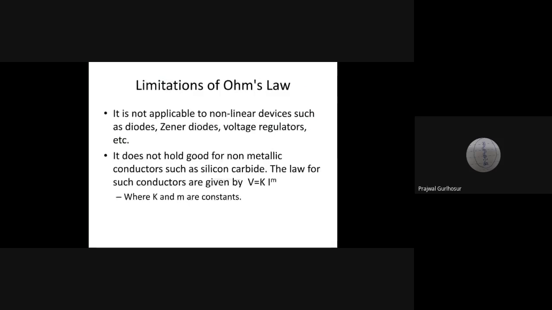Coming to the limitations again. For the limitations part, non-linear devices such as diodes, Zener diodes, and voltage regulators have a non-linear relationship. If you see the VI characteristics, or how they vary with time, or their terms, it is to the power something. I'm not going into detail because diodes, regulators and transistors are electronics parts. Those are the non-linear devices. Resistors are linear devices. Resistance is linear, and Ohm's law is valid for that.